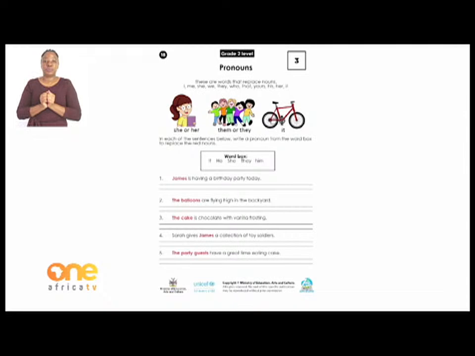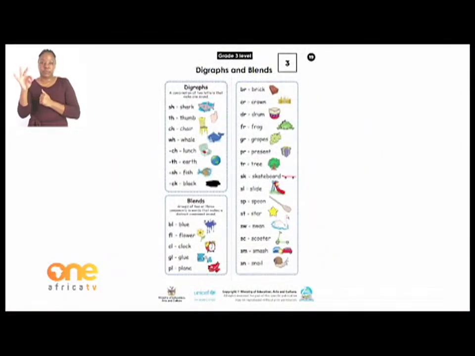Let's go to page 19. On page 19, we have digraphs and blends. Now, I'm sure you know that when we started learning how to read, we had letters, and those letters made sounds. Now, when 2 or more letters are together, they don't become just sounds, but they become digraphs. So we have a couple of digraphs that are shown there, and we are going to read them together. But before we do, it says digraphs are a combination of 2 letters that make one sound.